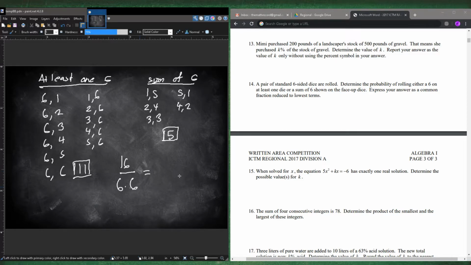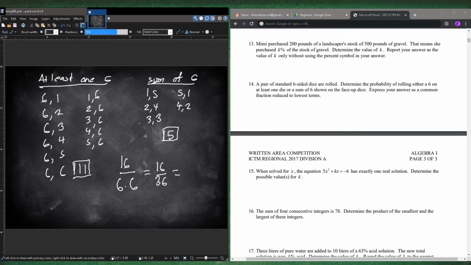So there's a total of 36 combinations, and we know 16 of them work. And just in case, there is no overlap between at least one 6 and a sum of 6, right? If you look at it, there is no overlap. Because if at least one of the dice is 6, the sum is at least 7, because the smallest is 1. So everything is 7 or above, so the sum is not going to be 6. So these are not going to overlap. So we know that's true.